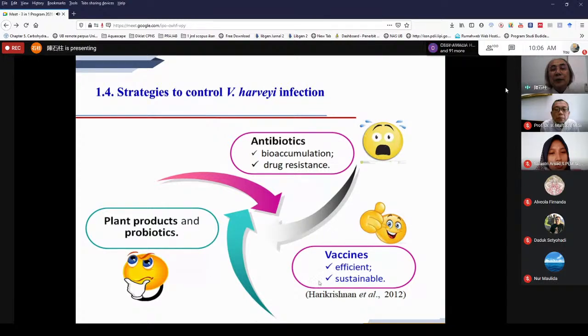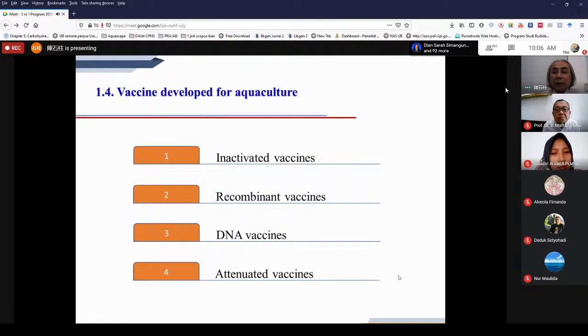The next one is the vaccine. I think the vaccine is more effective and can reduce antibiotic use. Okay, it is sustainable and doesn't have too many side effects. So I think commercialized vaccine is very important in the near future. Vaccination is the best strategy to prevent disease outbreak. So in this talk, I want to introduce two vaccine developments. One is the inactivated vaccine. The second one is the recombinant vaccine.